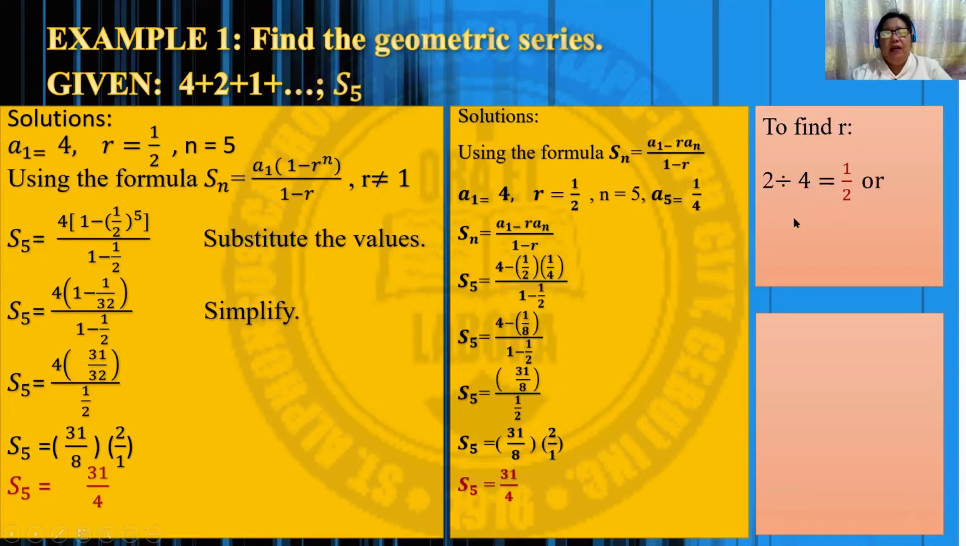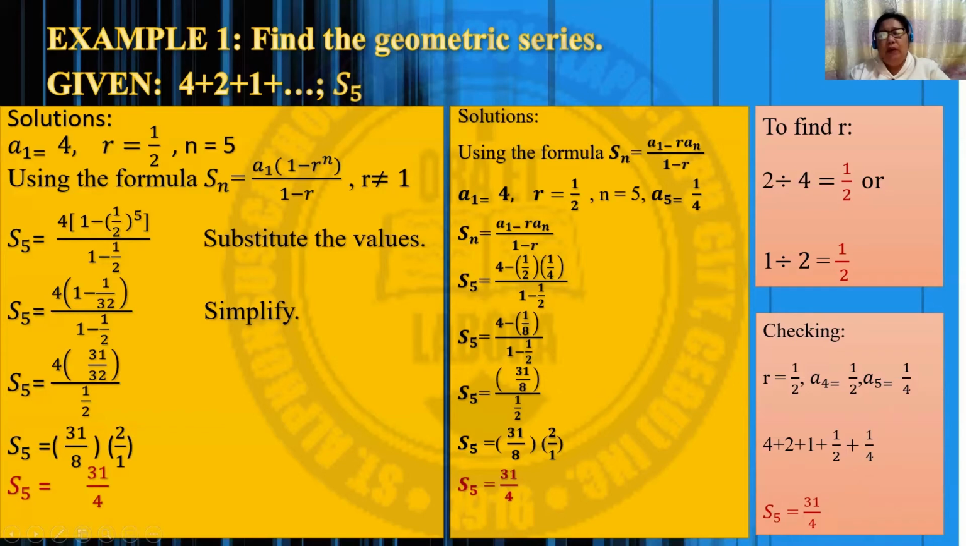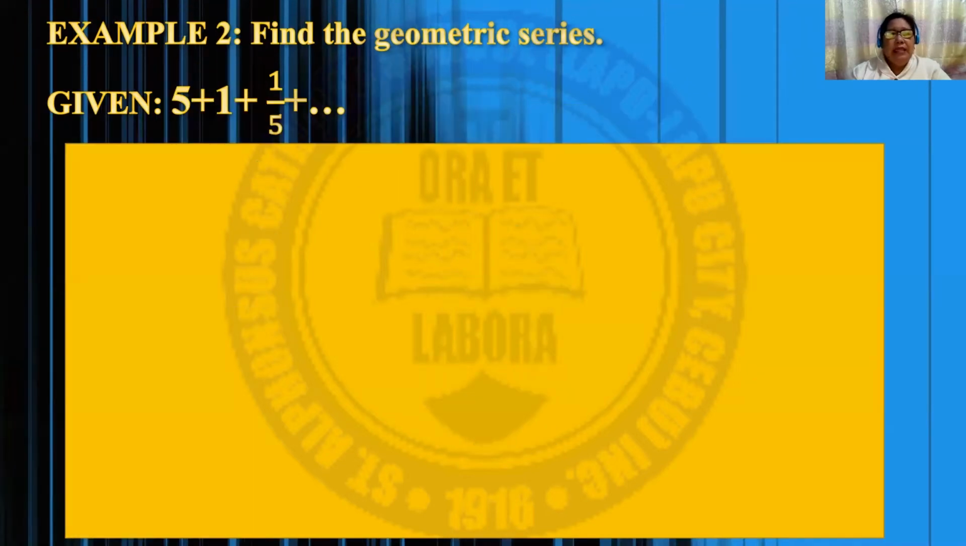Again, to find r, you can use the second term, divide it with the first term, which will give you 1/2. Or the third term, divide it with the second term, the result is still 1/2. To check, we have r is equal to 1/2, a sub 4 is also 1/2, a sub 5 is 1/4. So just add 4 plus 2 plus 1 plus 1/2 plus 1/4. It will give you 31 over 4. Let us have another example.